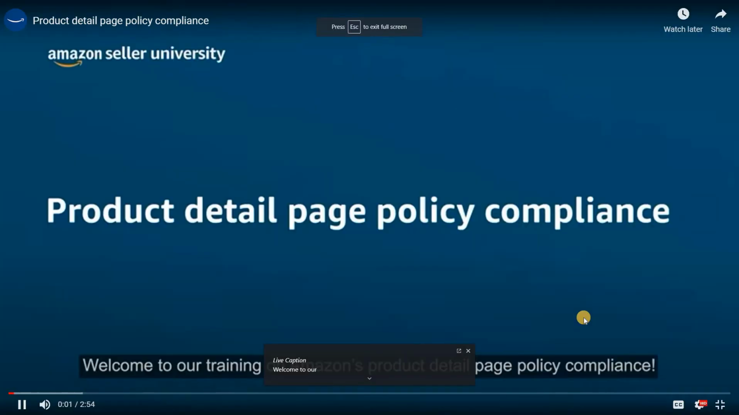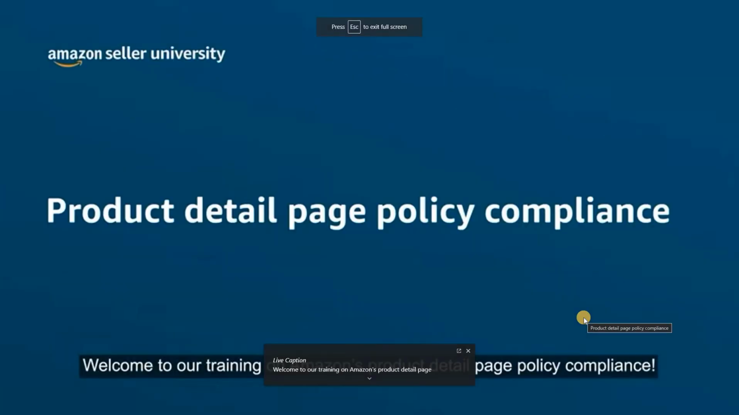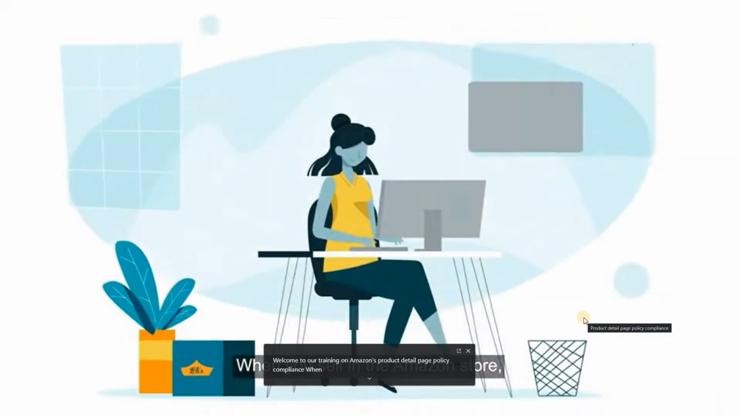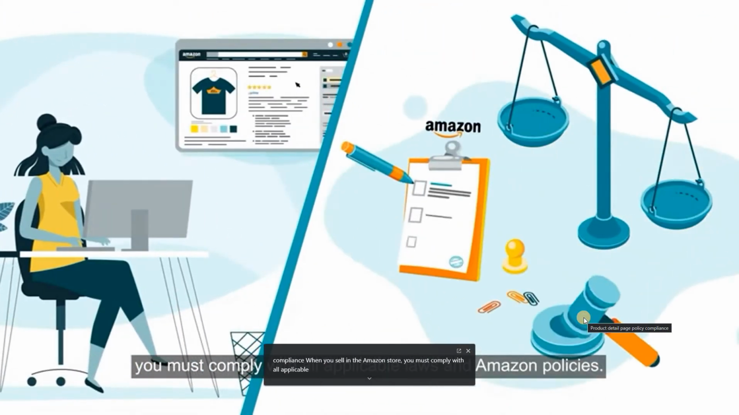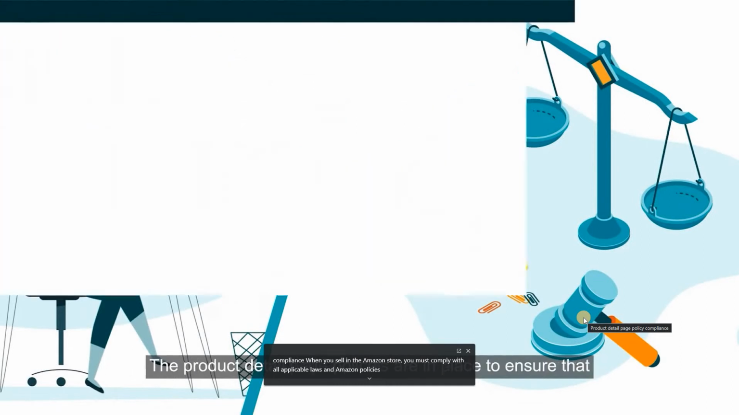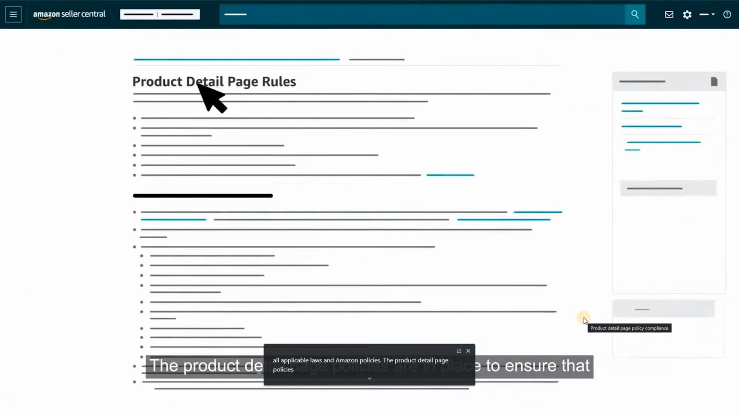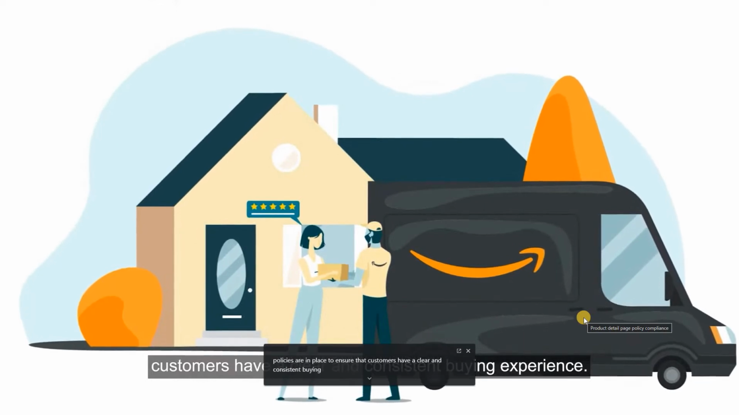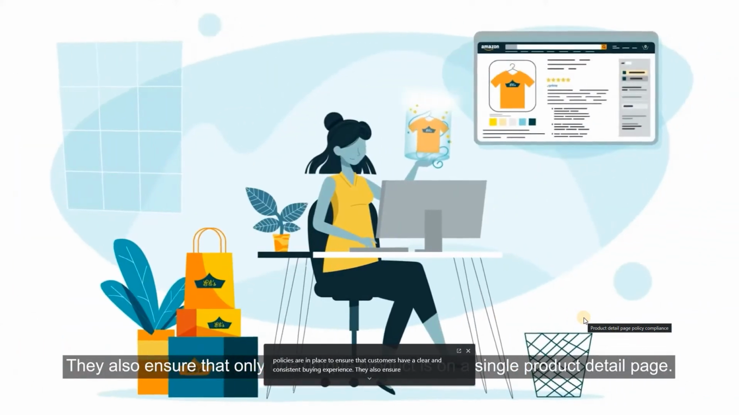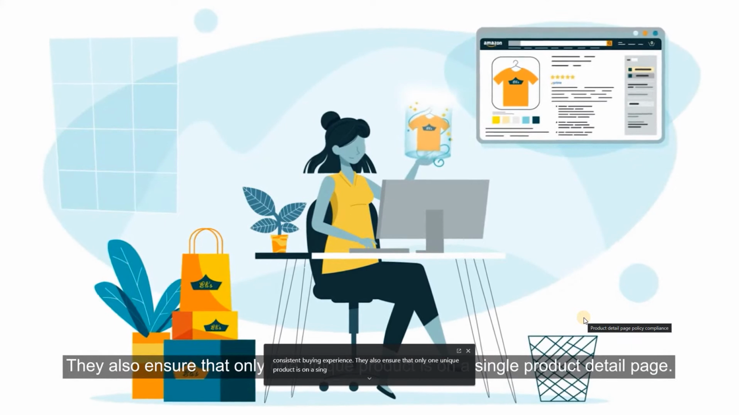Welcome to our training on Amazon's product detail page policy compliance. When you sell in the Amazon store, you must comply with all applicable laws and Amazon policies. The product detail page policies are in place to ensure that customers have a clear and consistent buying experience. They also ensure that only one unique product is on a single product detail page.